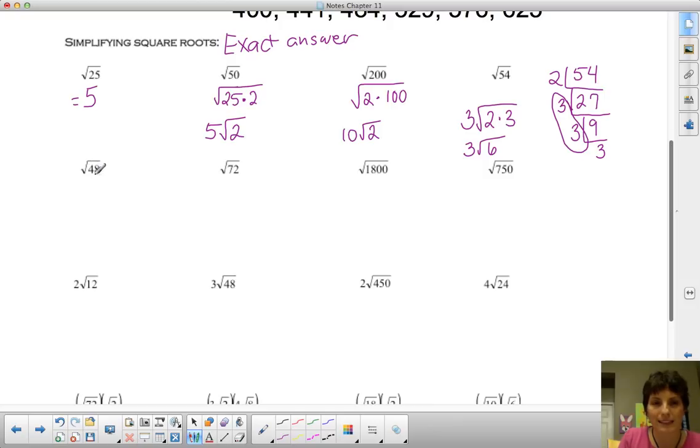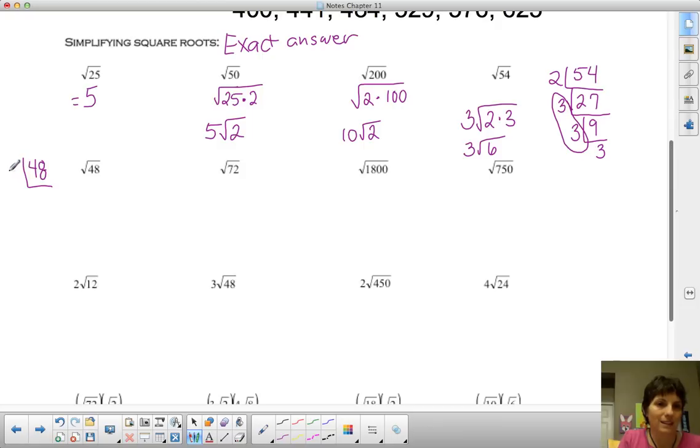So 48. Maybe you see it. I will tell you that 48 is 16 times 3. So the correct answer to this problem is 4 root 3. But you're not practiced at this yet, and once you are, you'll be able to make that leap. But when you're not comfortable, you need to do a factor tree.